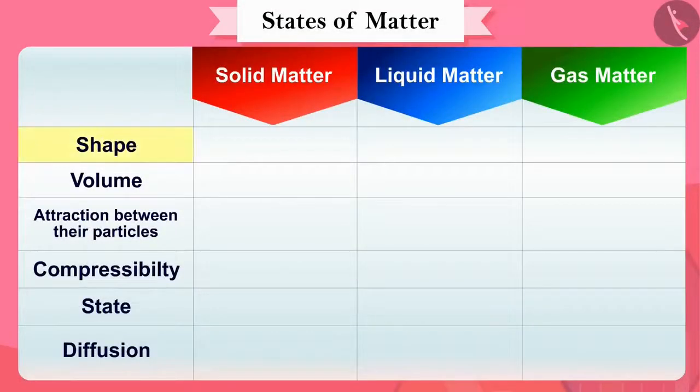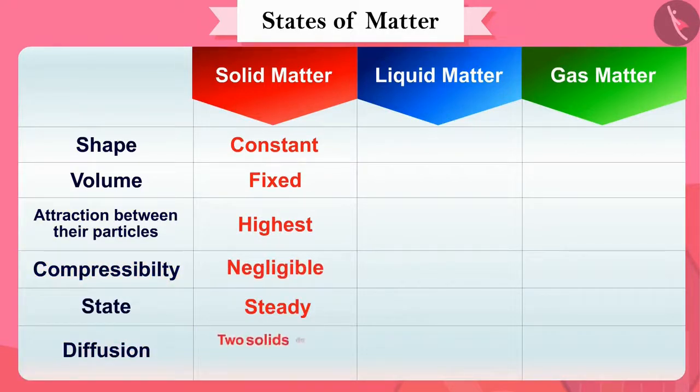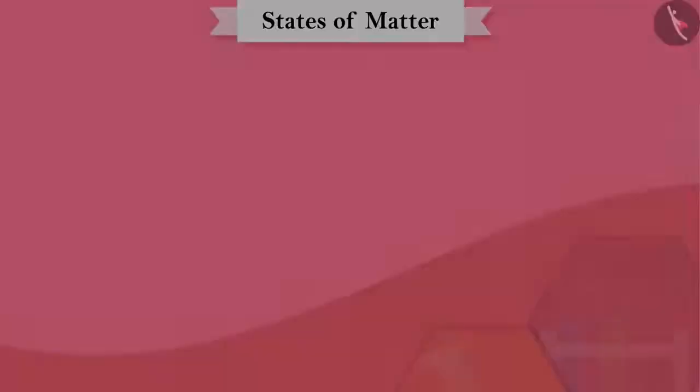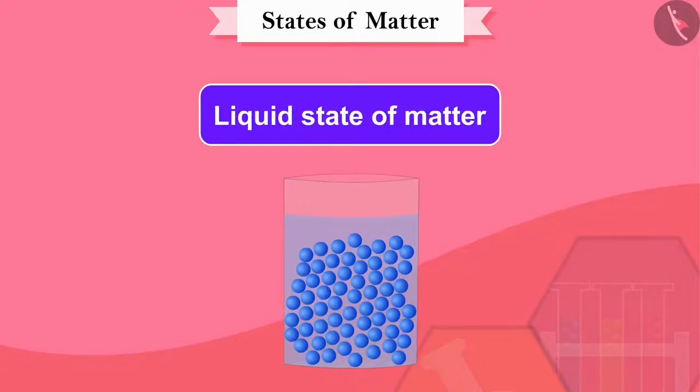We have seen that the shape of solids is constant and the volumes are fixed. The attraction between their particles is highest. That is why the compressibility of a solid is negligible, and two solids do not diffuse into each other. Now, let us see the liquid state of matter.